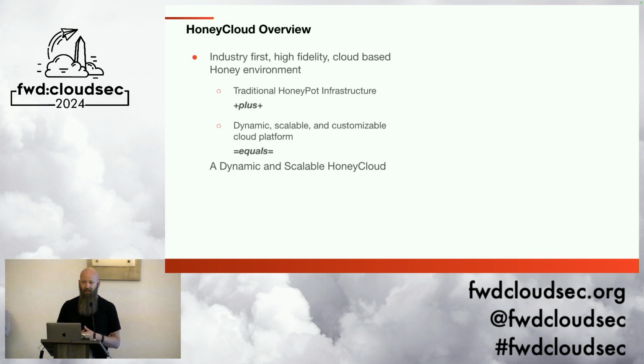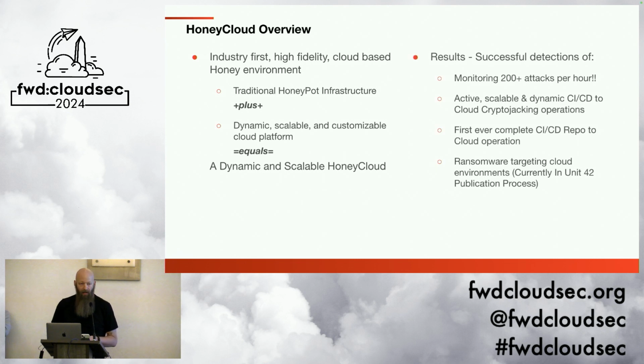Essentially, a honey cloud takes your traditional honeypot and combines it with the dynamic scaling capability of cloud environments, and believe it or not, you get a honey cloud. Our honey cloud sees roughly 200 attacks an hour, about 1,700 some attacks a day. We are able to actively and dynamically deploy across different CI/CD pipelines. We look at GitHub, which we'll talk about in a second. We do repos to clouds, cloud lateral movement, cloud privilege escalation, a lot of those aspects.